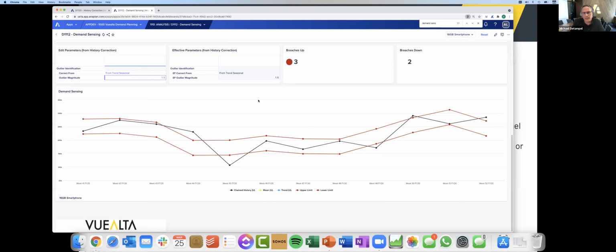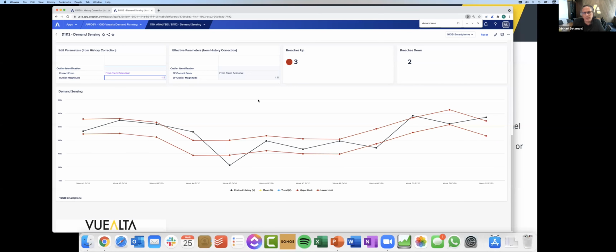begin drifting and exhibiting things like bias, where your forecast may undershoot actuals 3 periods in a row, 4 periods in a row. You need to be tracking those key metrics so that you can identify the shift and dig a little bit deeper.